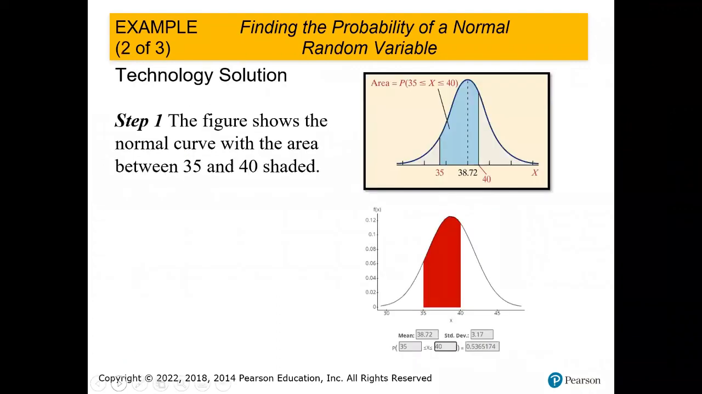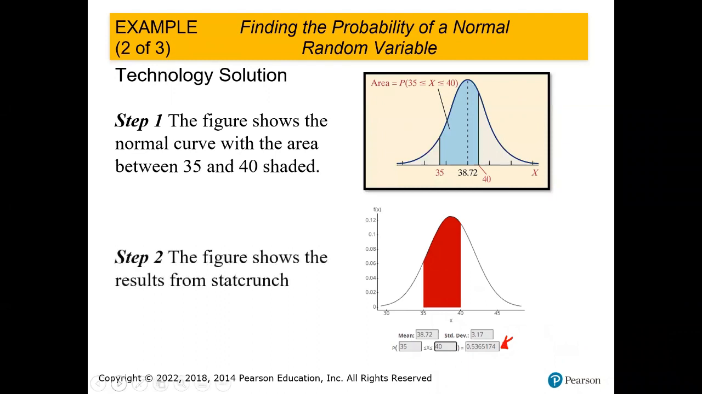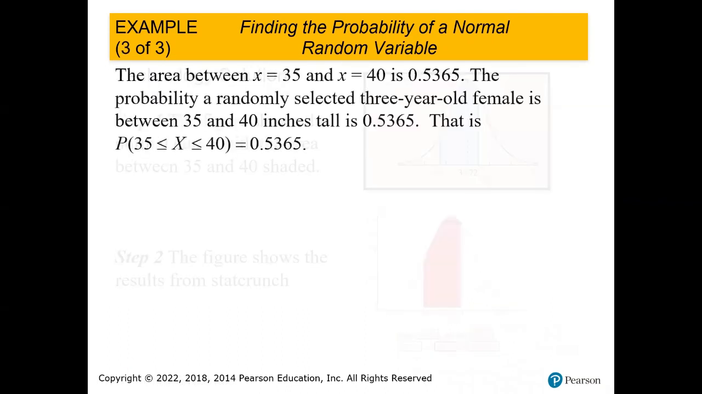And we can put you here on the other screens. So again, draw your normal curve, shaded between 35 and 40. Gave us the exact same answer there, 0.5365. So that is our result. So what does it mean? The probability a randomly selected 3-year-old female is between 35 and 40 inches tall is 0.5365.